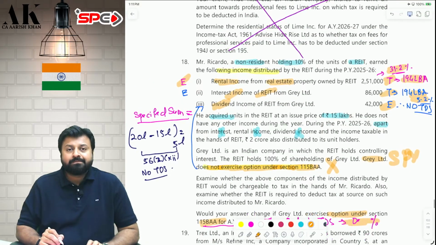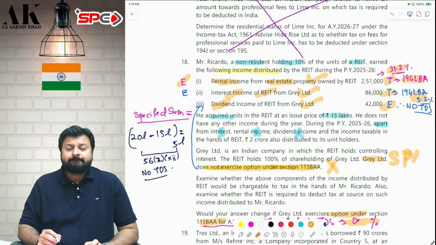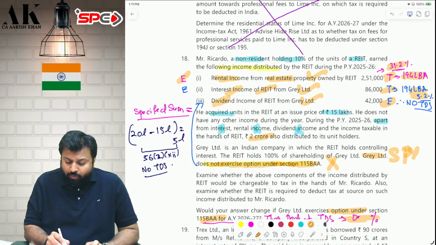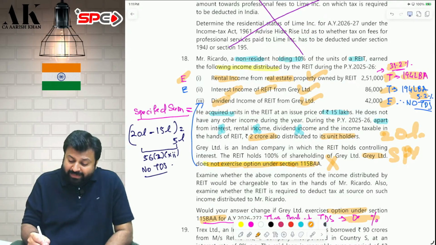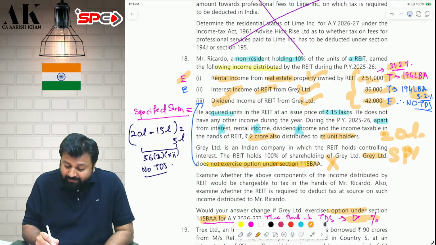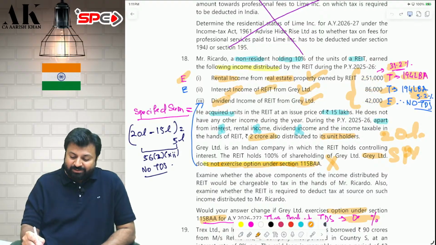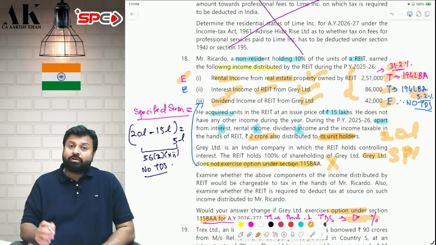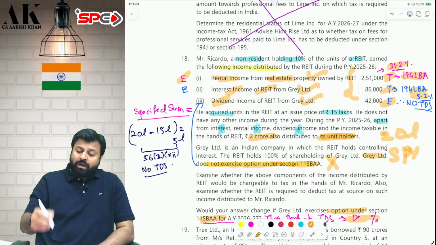Last but not least, apart from rental income, interest income and dividend income, the business trust is also distributing 2 crore rupees to all the unit holders. It means Mr. Ricardo will get 20 lakhs. Somewhere they are writing only Mr. Ricardo's share, somewhere they are writing all unit holders. You need to be very careful with the wordings in the question. The above information is for only Ricardo. The below information, 2 crore, is for all. So Mr. Ricardo is getting 20 lakh rupees over and above these 3 items.